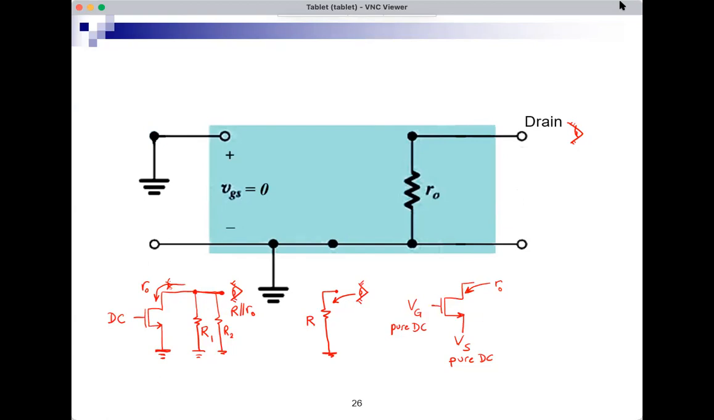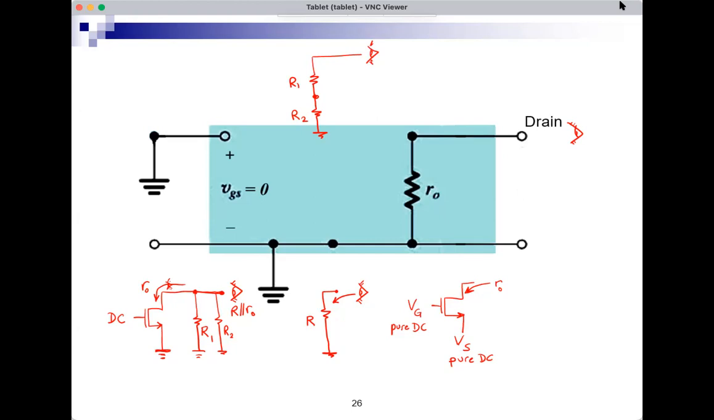Okay, what about this case? What does the I see? Again, the I is an ohmmeter. It will see the series combination of R1 and R2. So R1 plus R2, bravo.